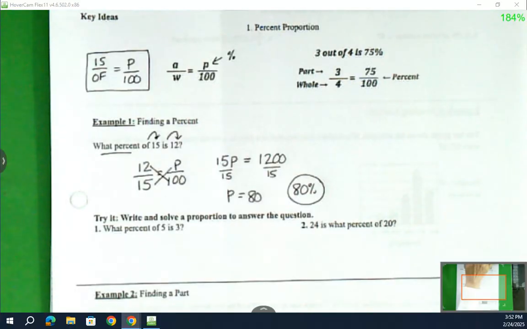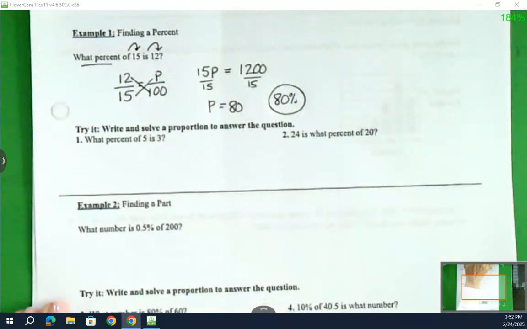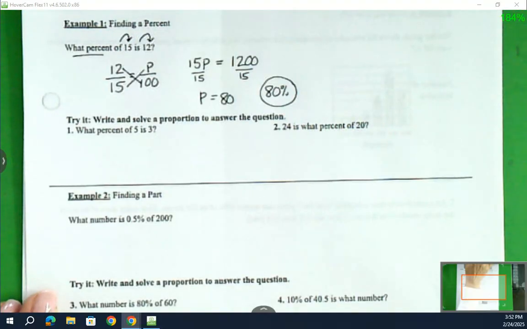Okay, you can try it with the next two problems. They are, what is the percent? And then turn this back on when you are done so that you can check your answers with me.